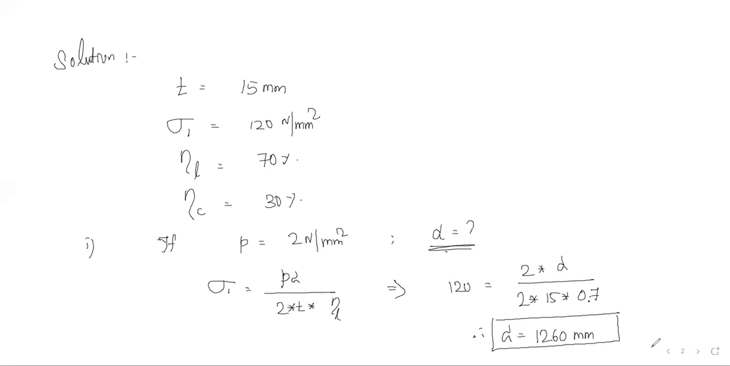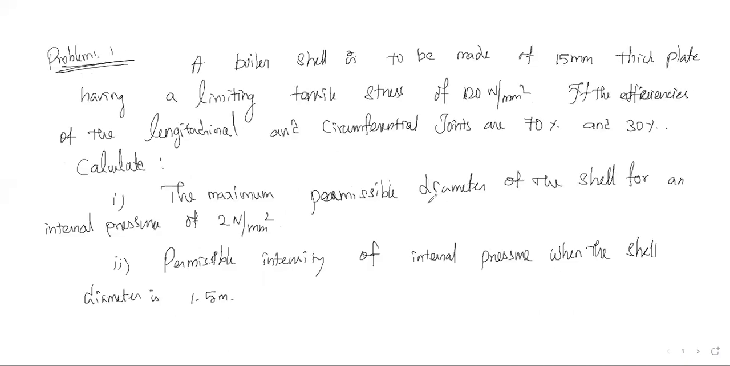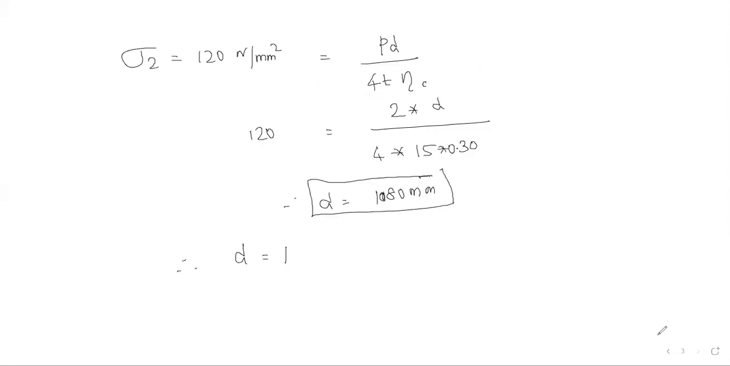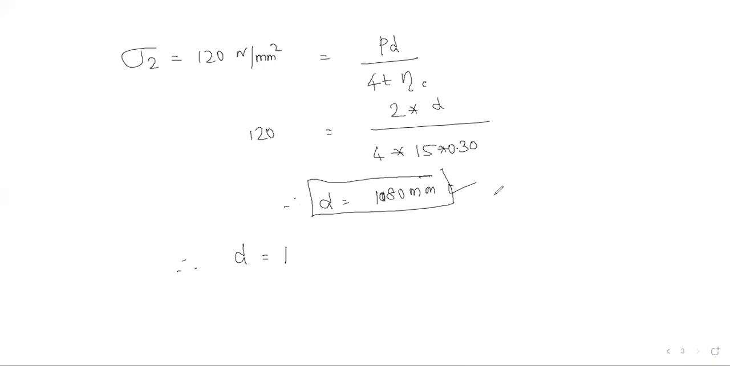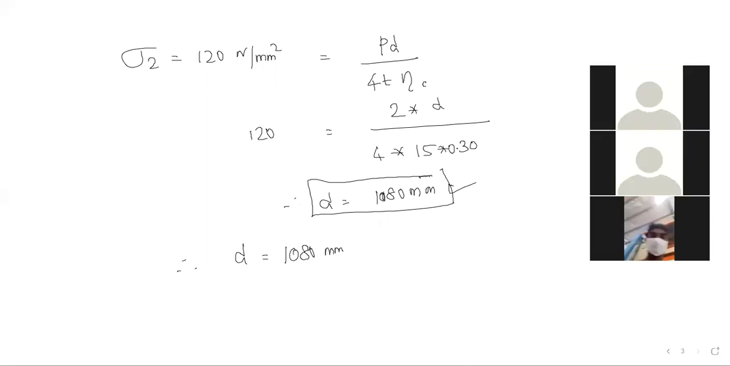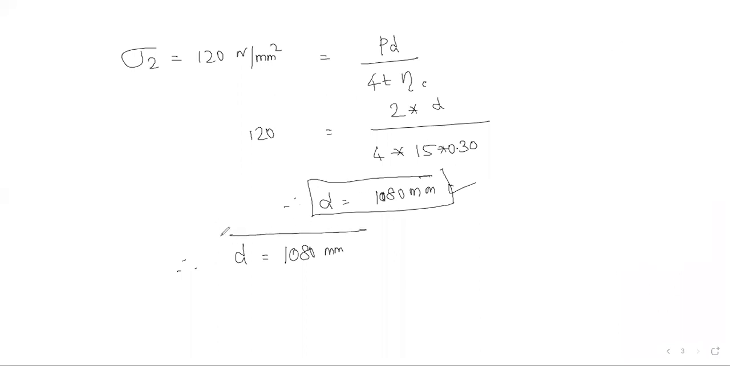No, actually here the question is the maximum permissible diameter of the shell for the internal pressure. So here we have to use the least of these two, since 1080 is enough to withstand the pressure. So that's why we have to give 1080 mm. This is the answer for the first question.